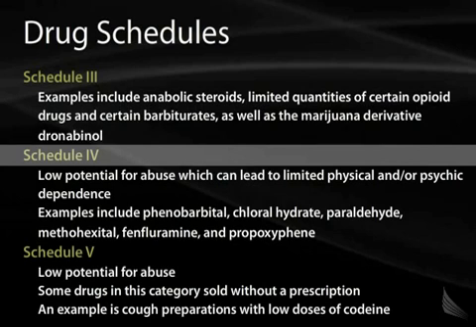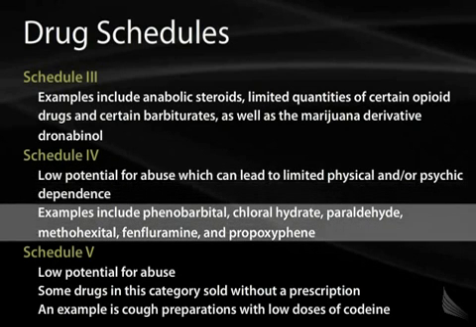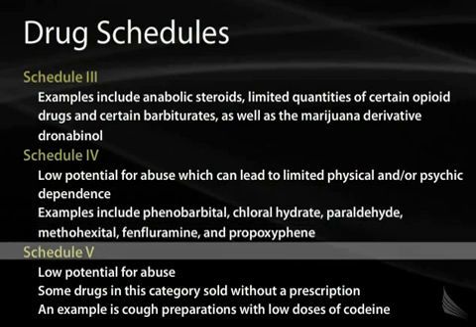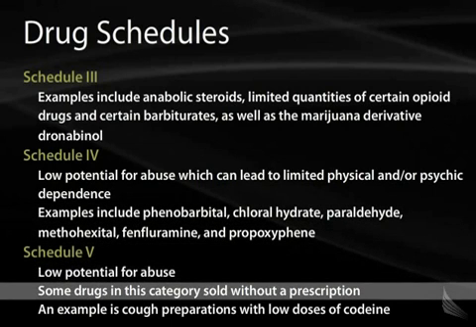Schedule 4 medications include drugs that have a low potential for abuse but can lead to dependence, and they include phenobarbital, chloral hydrate, and other medications. Schedule 5 medications are generally medications that can be sold without a prescription, and most medications fall under this category.